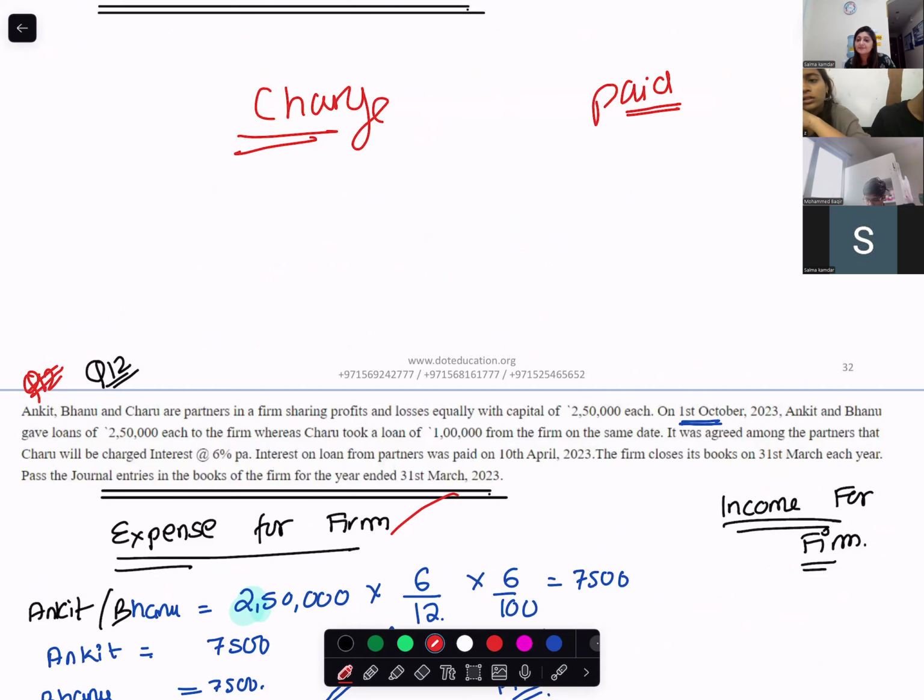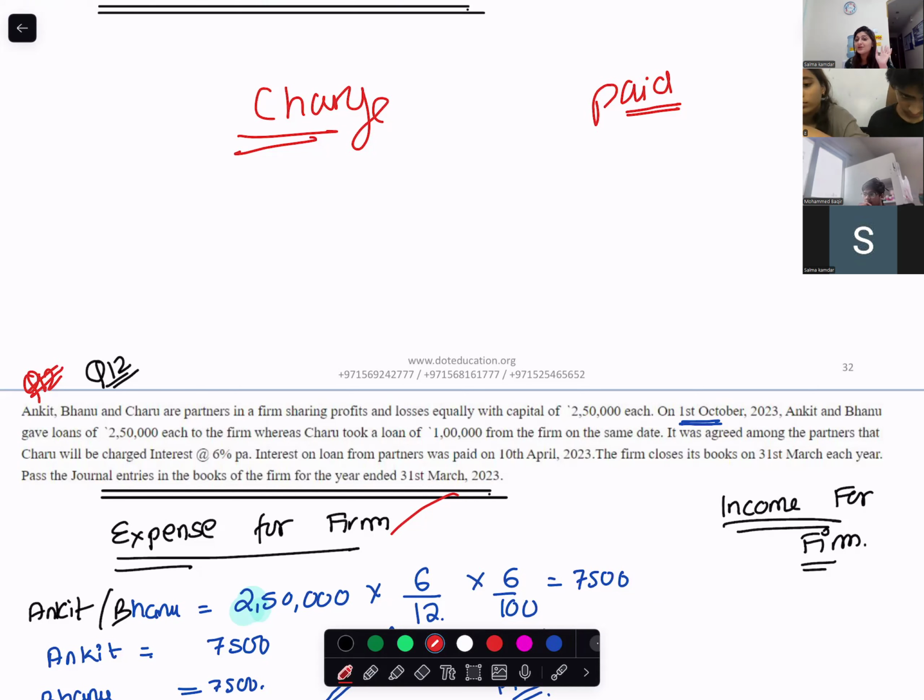Charge is like the person has not yet paid. Okay, I will charge you fees, but have you all paid me? No. So if you see properly, there is no clear mention about paid. It is saying charge, charge, charge, and charge. Can you see that?